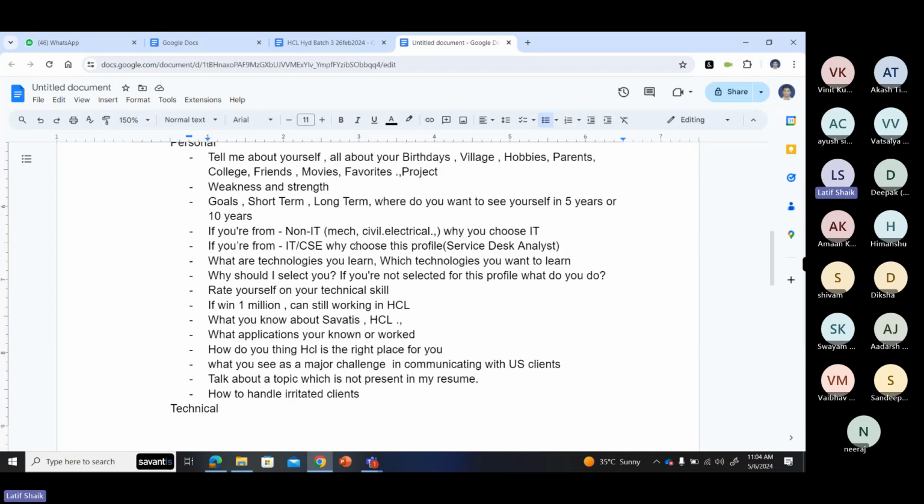Okay. So this is another common question in HCL. If you win 1 million, in our currency it is about 10 lakhs. Actually, $1 million is very high. It is around 8 crores, more than 8 crores, maybe 8 crores or something like that.